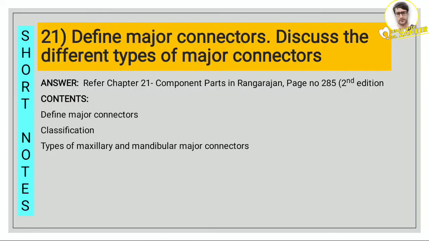Then define major connector, discuss the different types of major connectors. For this you have to refer chapter 21, page number 285. First define what is a major connector and then write the classification, that is the maxillary and mandibular, and write each type of maxillary and mandibular major connectors.